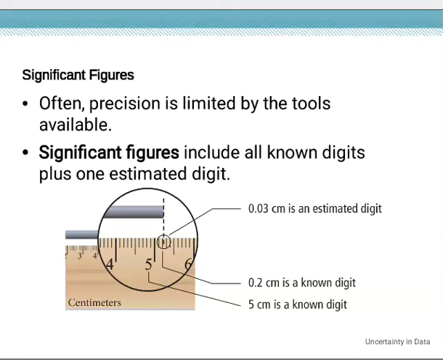So often precision is limited by the tools available. Significant figures include all known digits plus one estimated digit. So what does that mean? That means that there are different tools when you're measuring things, and that every tool you use to make a measurement of any type always is going to have some unit of error, which means that there's always going to be a little bit of wiggle room in the numbers. And so significant figures are really important because they let you identify which numbers are the important numbers and which numbers you really have to pay attention to.